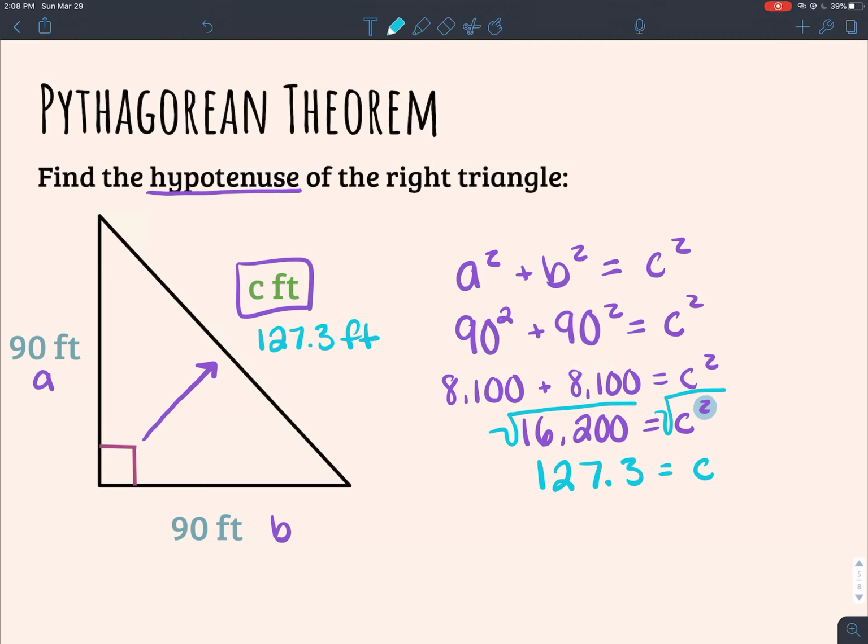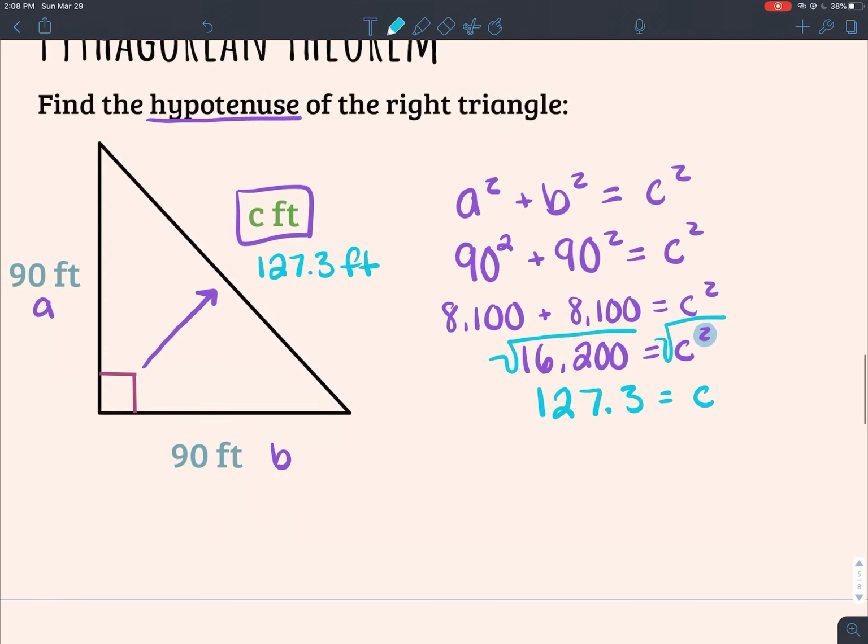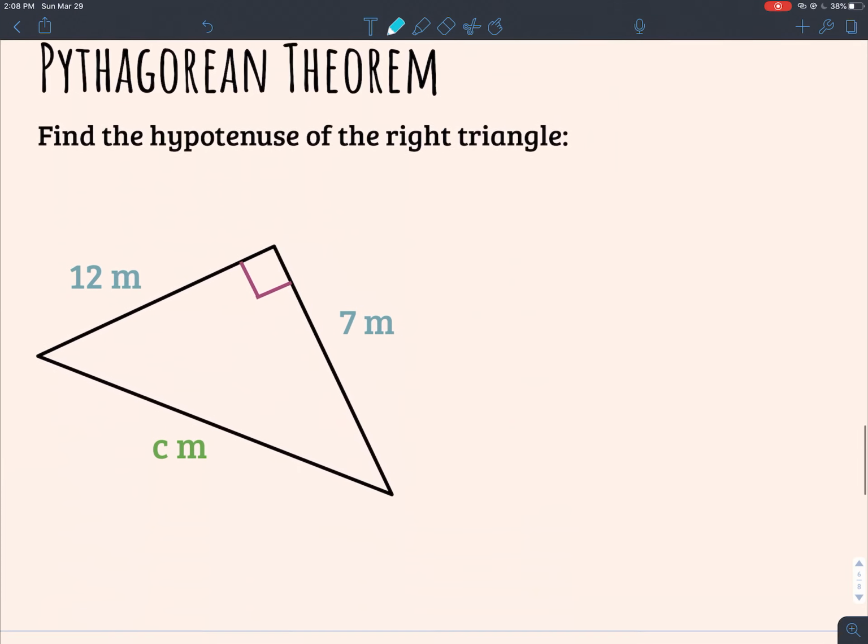If you're a little confused on how to take the square root, either using a calculator, your phone, or even using a computer, you guys can reach out and I can show you how to do it. Or you can even look up on Google how to do it. Google has some really good resources. Okay. Let's do another one.